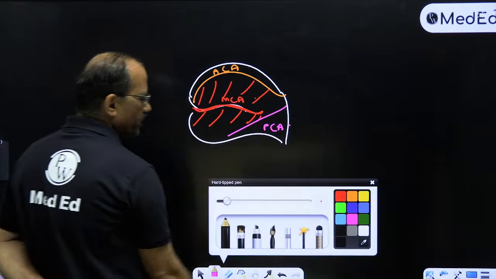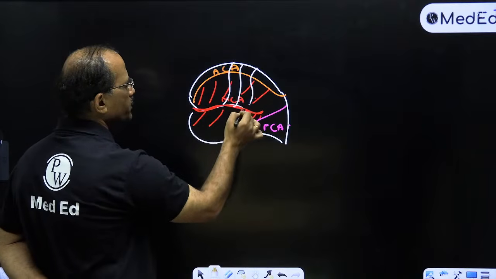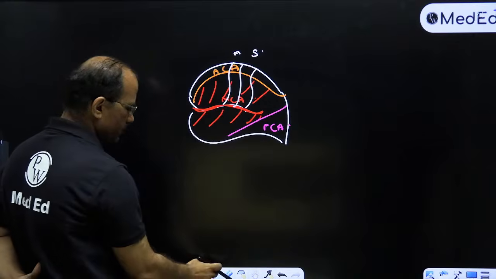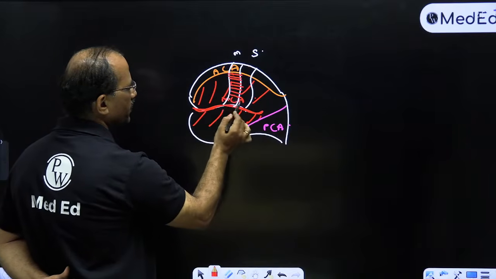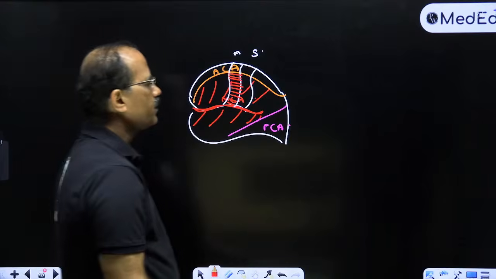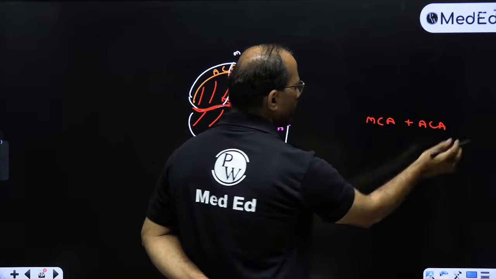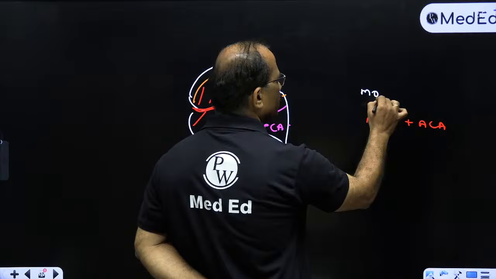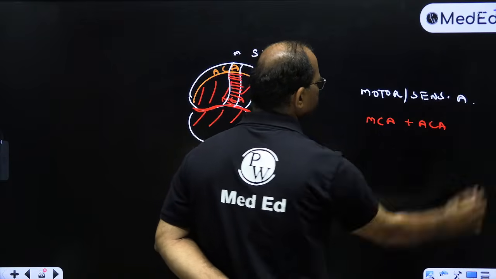So tell me now, what is this? That's a central sulcus, precentral, postcentral. So this is the motor area, that's a sensory area. अब इतना जो part है, it is supplied by whom? Middle cerebral, and this part is supplied by anterior cerebral. So middle cerebral artery plus anterior cerebral artery, that's a blood supply of motor और sensory area.